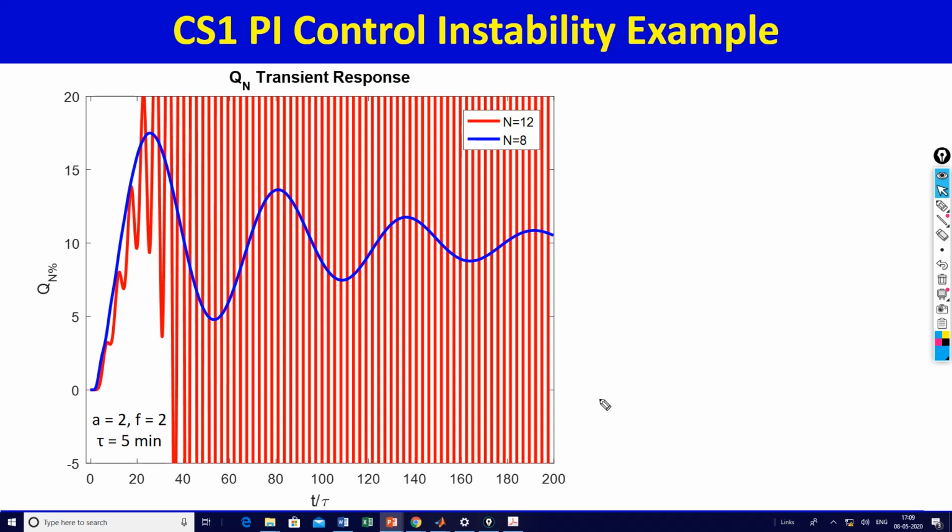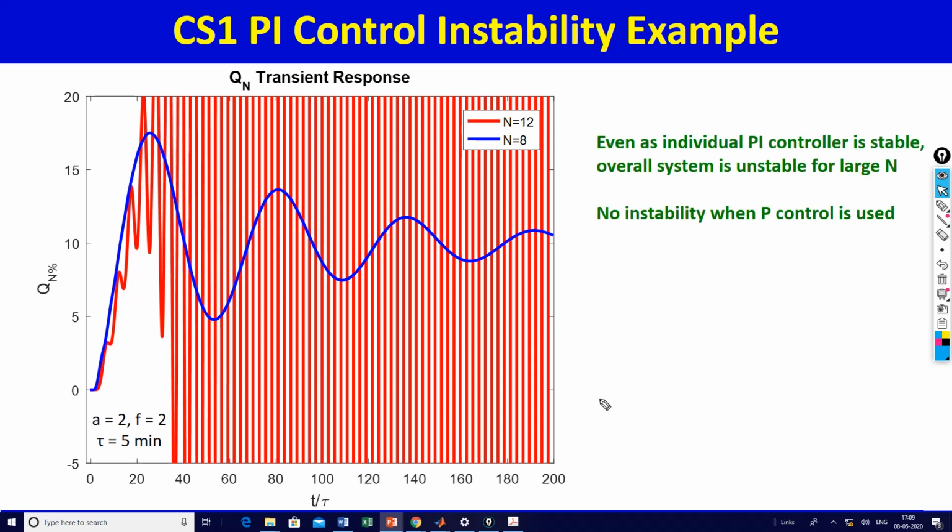On the other hand, if you were using CS2, whether the number of tanks is 8, 12, 20, 40, it doesn't really matter. As long as each of the individual level controllers is stable, the overall response is going to be stable. So the point is, with CS1, even as individual PI controllers are stable, the overall system goes unstable because of recycle for large N.